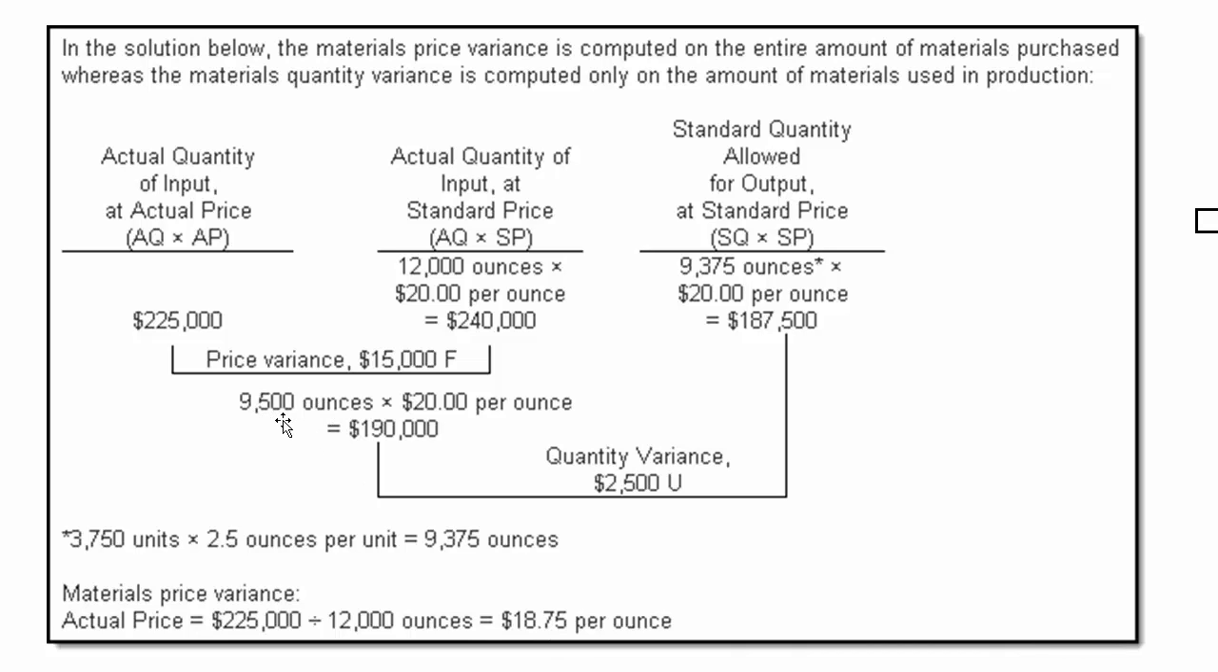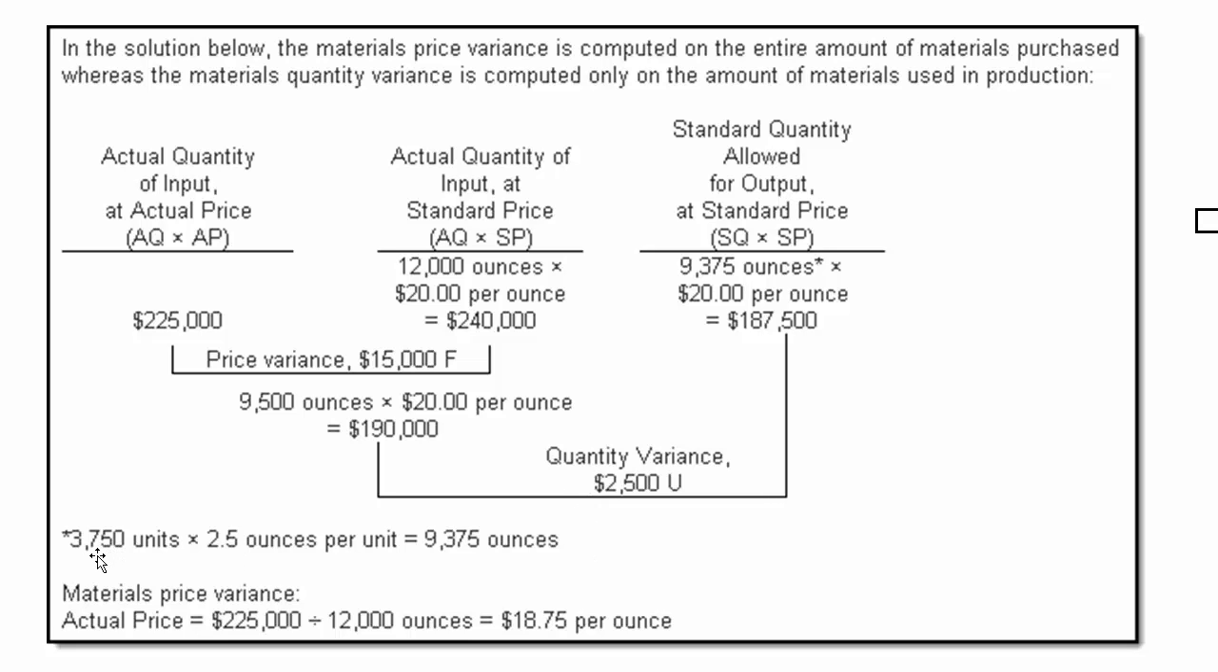So now that we know that we've got $18.75 price that's different from the 20 standard price, we can calculate that price variance. We can either compare the 225 to the 12,000 times the 20, or you could take the 12,000 times the difference between the $18.75 and the $20. You'll come up with the same 15,000 price variance. Okay? Then when we compute the quantity variance, we have to consider what was used in production.